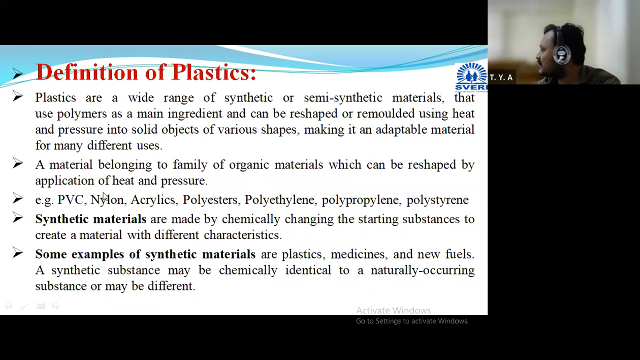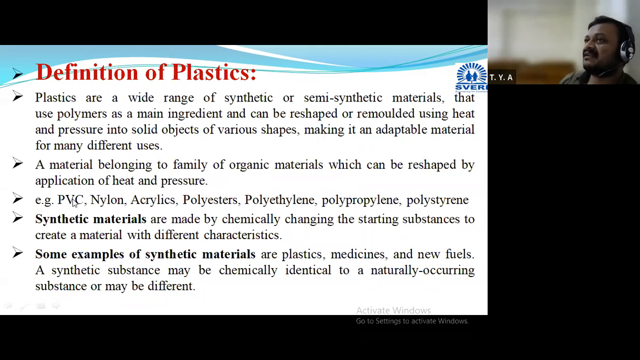Are you getting this? If you are having any difficulty, you can ask me. Okay. So here I have made one short definition. It is a material belonging to the family of organic materials and which can be reshaped by heat and pressure. Short. You can do the reshaping with the help of heat and pressure. Some examples of plastic materials are PVC pipes. PVC pipes, I think you have seen these PVC pipes.